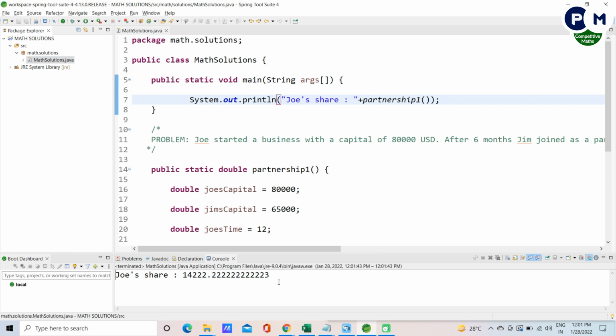The last step is to return Joe's share. Here, I am printing Joe's share by calling the partnership method.